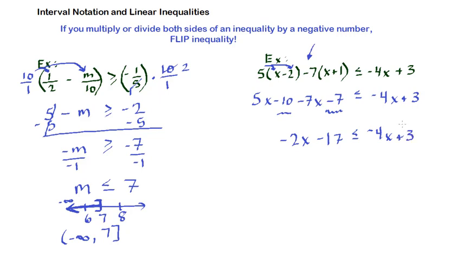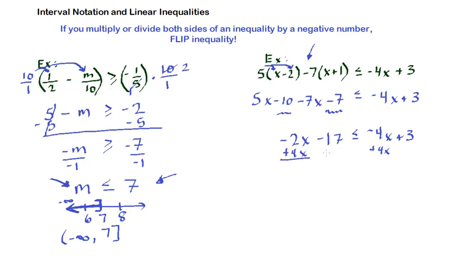I like for my variables to be on the left side. It just makes things easier for me when I go to do these line graphs. So I like for my variables right here, like this m, I purposely put them on the left. You can do it the other way, but then you have to think backwards whenever you're trying to make a line graph. So first thing I'm going to do is add 4x to both sides.